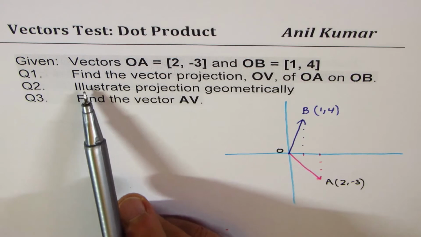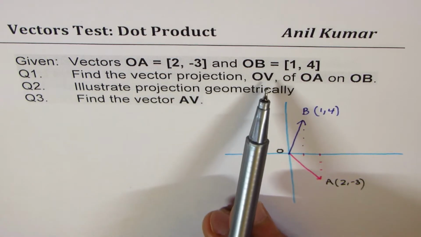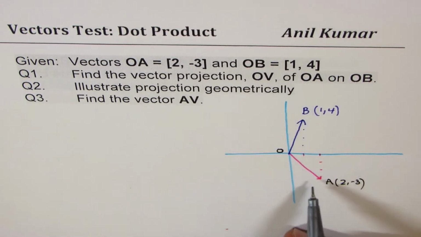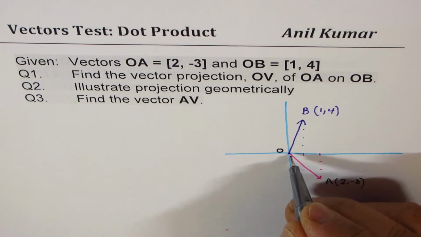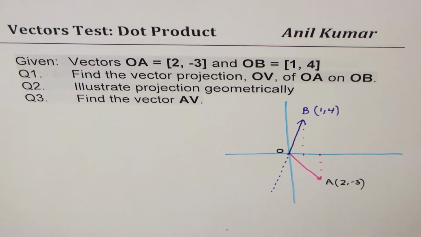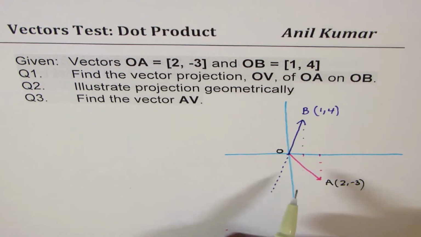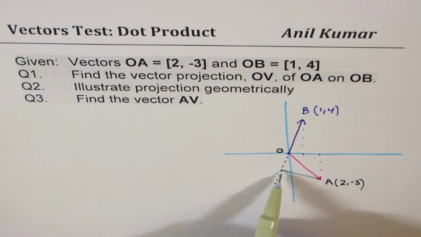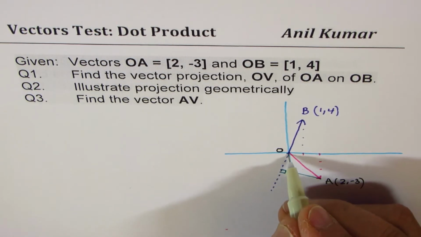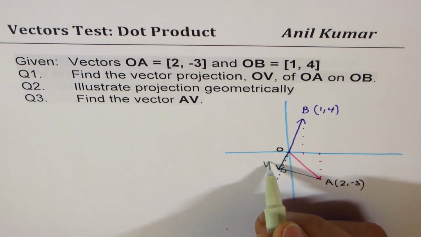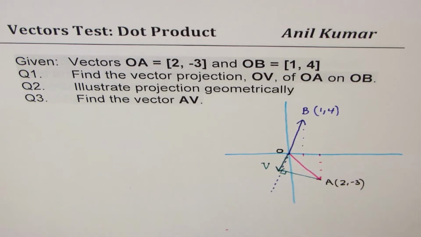Now, find vector projection OV. That means V is a point on this line, projection of OA on this. So to get this projection, we'll extend, correct? And the projection will be at right angles. So kind of, let's say like this, at right angles. So the projection is this much. Do you see that? That is the vector projection. And this point here will be called V. So I hope the situation is very clear, right?